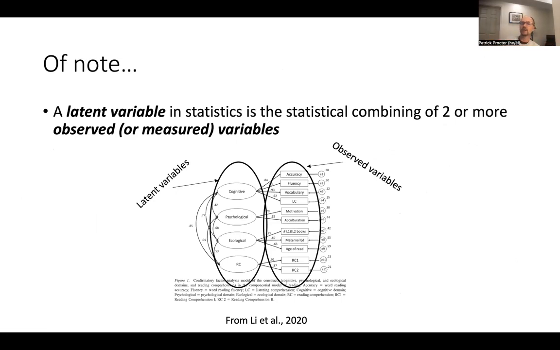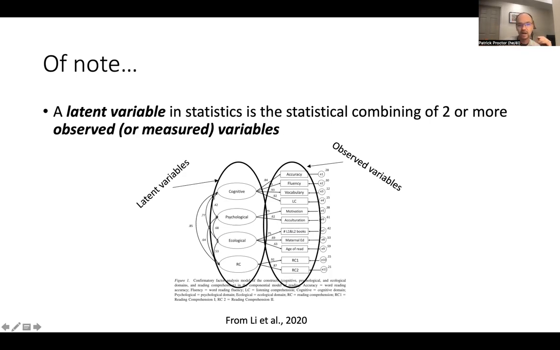And one thing of note in the Lee et al. and the Aaron et al. studies, they talk about latent variables. This is a statistical thing. A latent variable is a statistical construct where you try and get this idea of a broad construct as indicated by a series of observed variables.